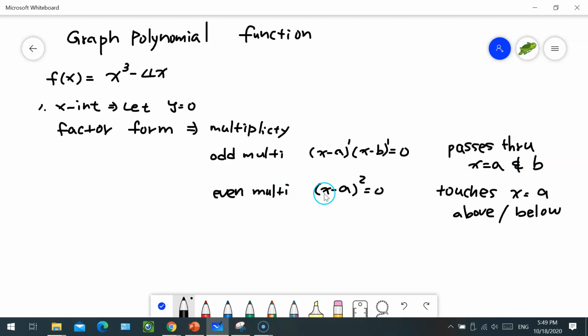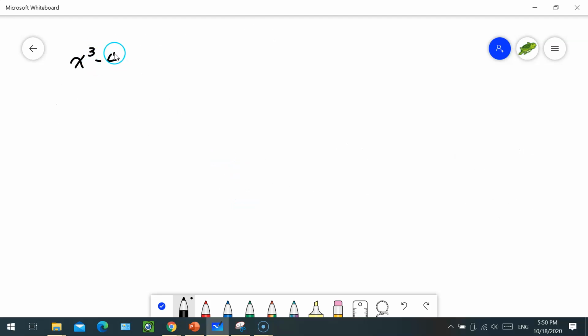When the multiplicity is even, you have an even number on the top. So this even number will indicate the graph touches x equals a, either above or below. So finding the x-intercept, rewrite it into the factor form so that you will find the information of the multiplicity. x to the power 3 minus 4x, we set equal to 0.